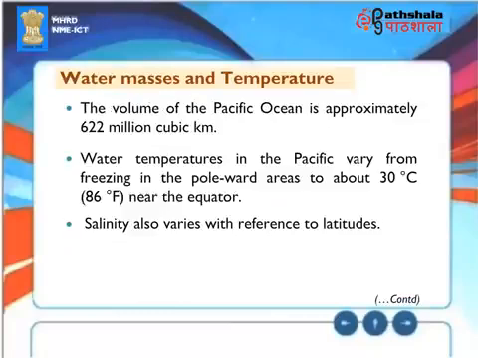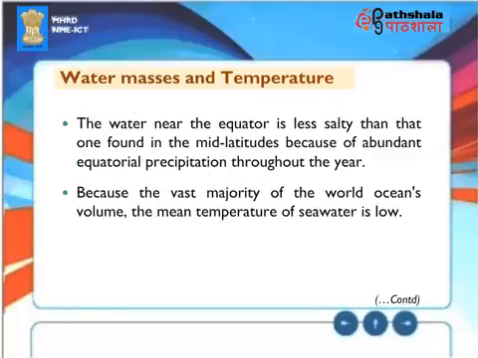Water masses and temperature. The volume of the Pacific Ocean is approximately 622 million cubic kilometers. Water temperatures in the Pacific vary from freezing in the poleward areas to about 30 degrees centigrade, 86 degrees Fahrenheit, near the equator. Salinity also varies with latitude. The water near the equator is less salty than the water found in the mid-latitudes because of abundant equatorial precipitation throughout the year.